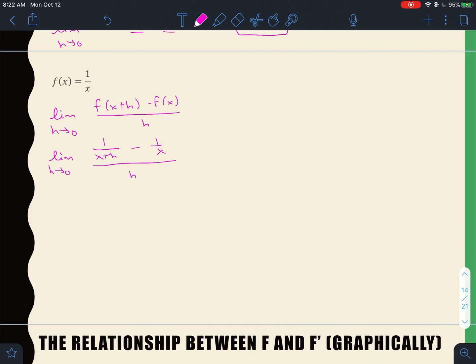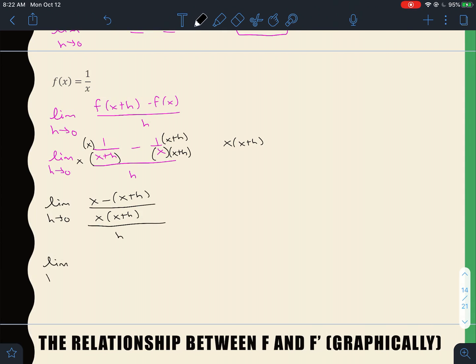All right, this is going to be one of the complex fraction ones that we did in our last unit, so we're going to need a common denominator. So my common denominator is going to be x times (x + h). So it's going to be the limit as h goes to 0. This needs to be multiplied by x. This needs to be multiplied by (x + h). And so I get (x − (x + h)) all over x(x + h), all over h.